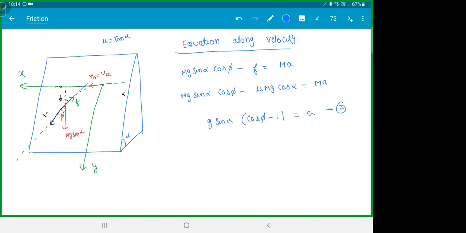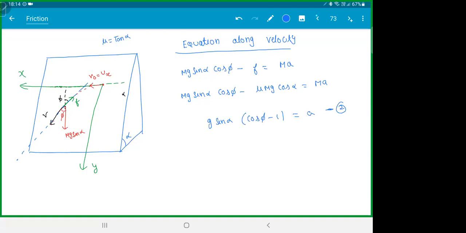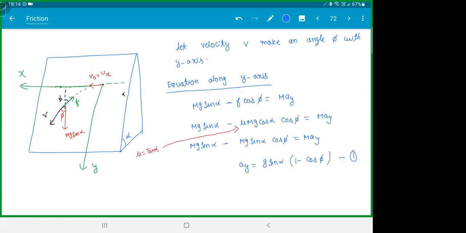If you observe equation 1 and 2, they kind of look similar. And these are the two equations. Please check the steps once.